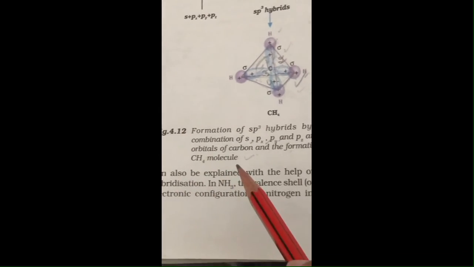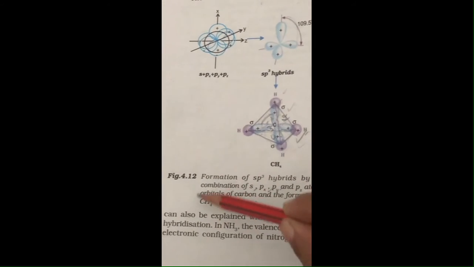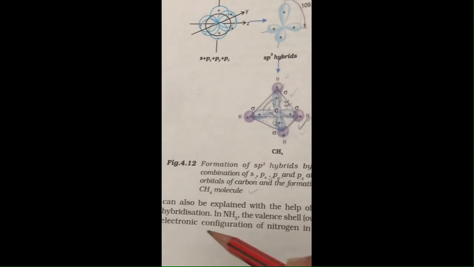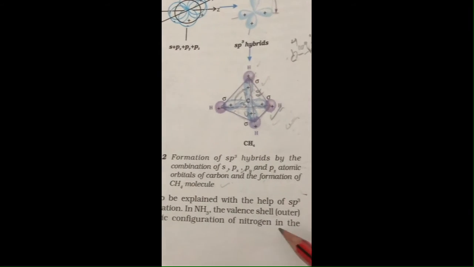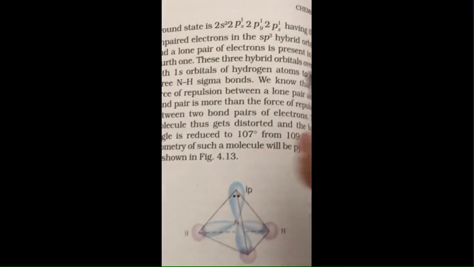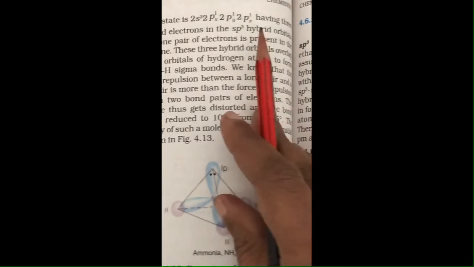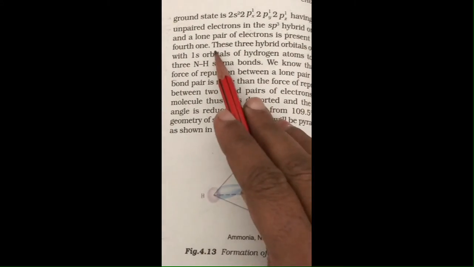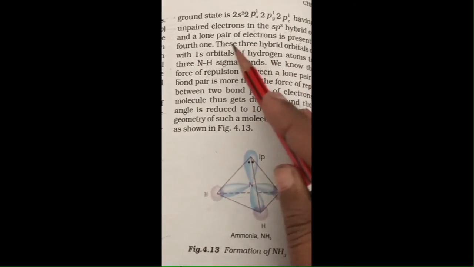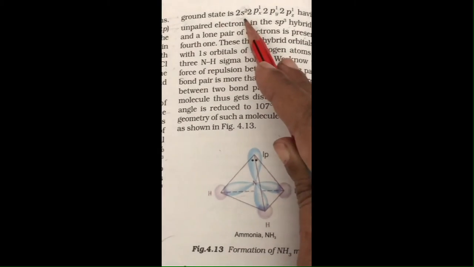We can also see that the structure of ammonia and water molecules can be explained with the help of the sp3 hybridization. In ammonia, the valence shell, that is the outer electronic configuration of the nitrogen in the ground state, will be 2s2, 2px1, 2py1 and 2pz1, having 3 unpaired electrons in the sp3 hybrid orbitals, and a lone pair of electrons is present in the fourth one, that is 2s2. These electrons are going to behave like the lone pair electrons.